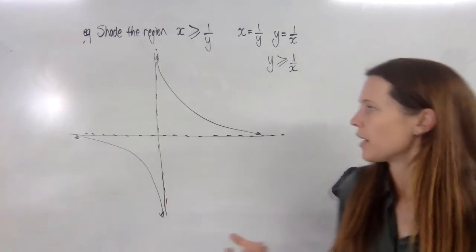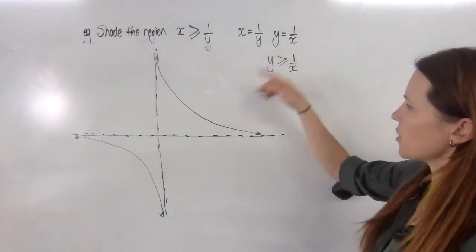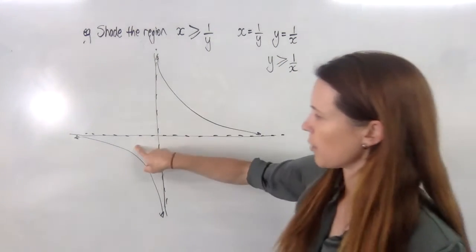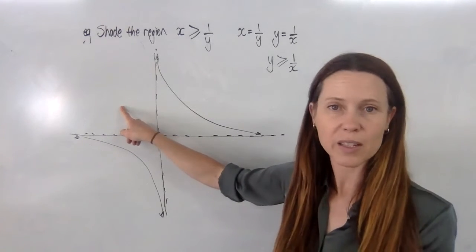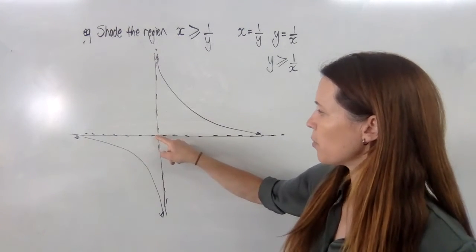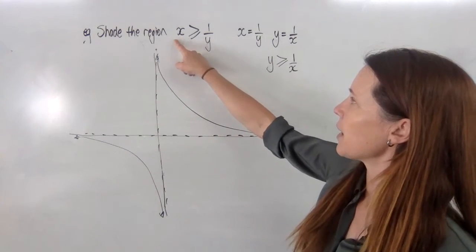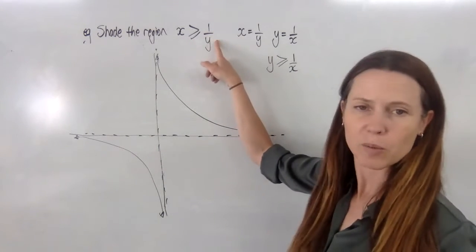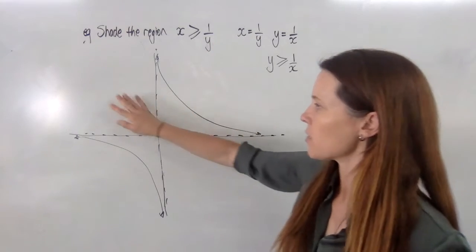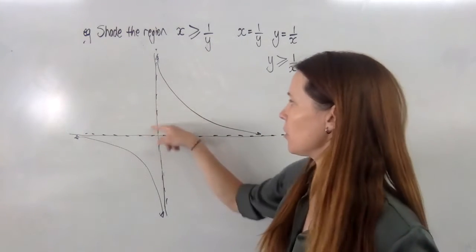So you can use a combination of methods here. This is suggesting to me I probably need the upper side and the upper side, and if I'm curious about this bit, I could sub in a point to check. Let's sub in a point like -1, 1. When x is -1, is that larger than 1 over 1? No, it's actually not. So that tells me I don't want to shade this whole section here.